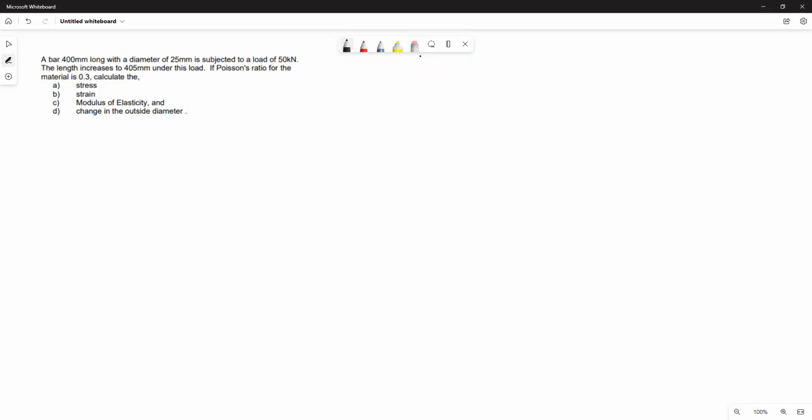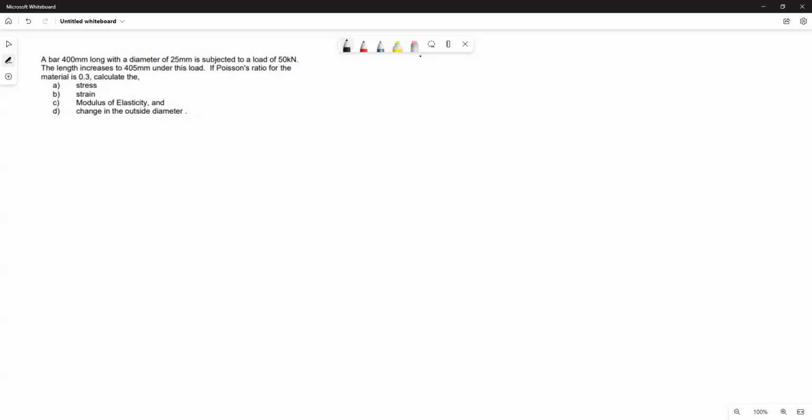So a bar 400 millimeters long with a diameter of 25 millimeters is subjected to a load of 50 kilonewtons. The length increases to 405 millimeters under this load. If the Poisson's ratio for the material is 0.3, calculate the... So for this particular question, using the parameters already given, we're going to be calculating the stress, the strain, the modulus of elasticity, Young modulus, and the change in the outside diameter using the parameters given in the question.